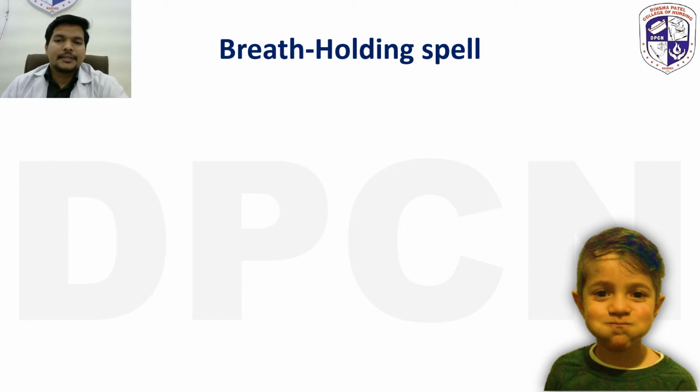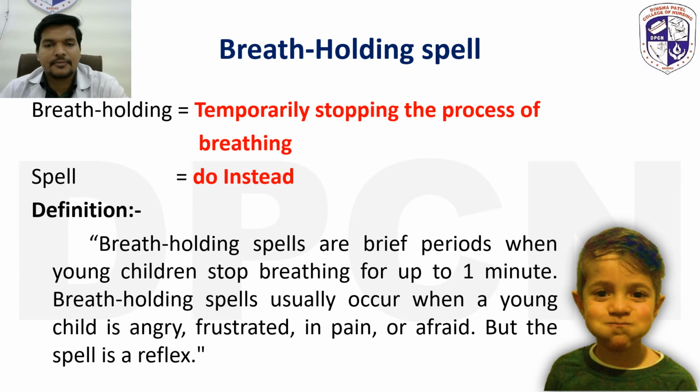Next one is the breath hold spell. That is a type of behavior disorder in the toddler age group. Breath holding is a temporary stopping of the process of breathing, and a spell is an instance. Whenever the child is crying a lot, at that time the child forgets to take a breath, and the reflexes appear. So you should be aware of the behaviors at that time.